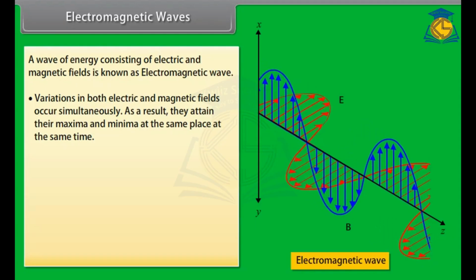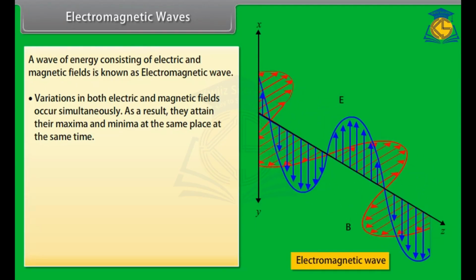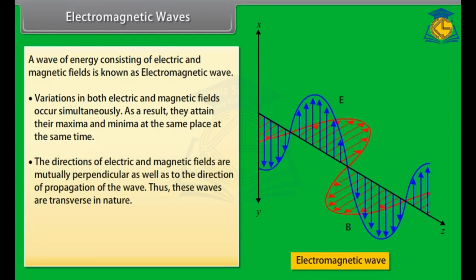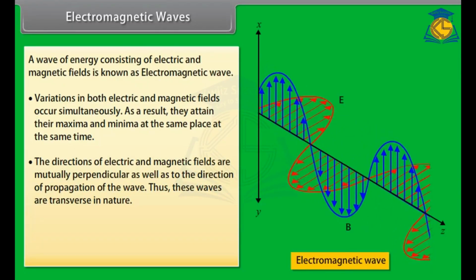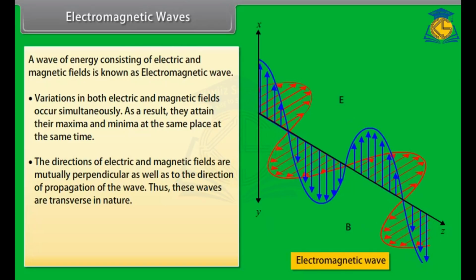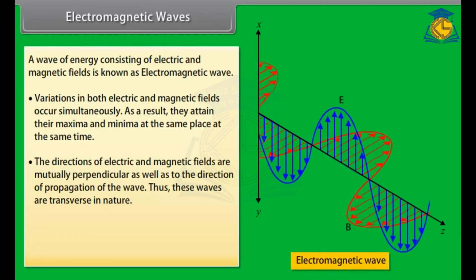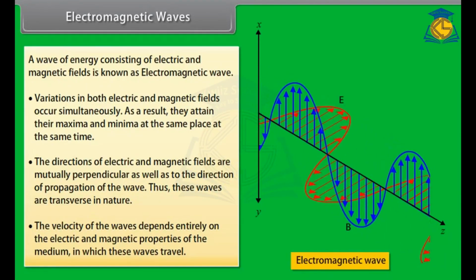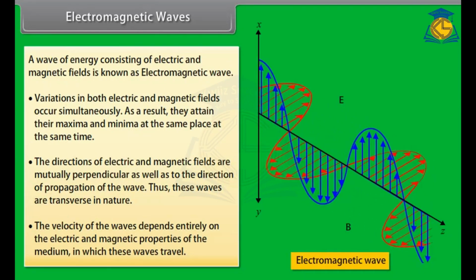As a result, they attain their maxima and minima at the same place at the same time. The directions of electric and magnetic fields are mutually perpendicular as well as to the direction of propagation of the wave. Thus, these waves are transverse in nature. The velocity of the waves depends entirely on the electric and magnetic properties of the medium in which these waves travel.